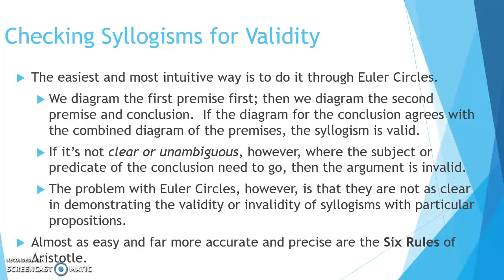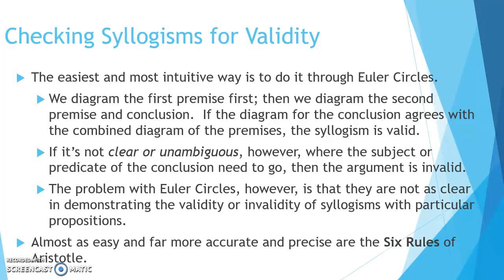But how do we check our syllogisms for validity? The easiest and most intuitive way is to do it through Euler circles. This is in the first part of chapter 11. We diagram the first premise first, then we diagram the second premise and conclusion. If the diagram for the conclusion agrees with the combined diagram of the premises, the syllogism is valid.